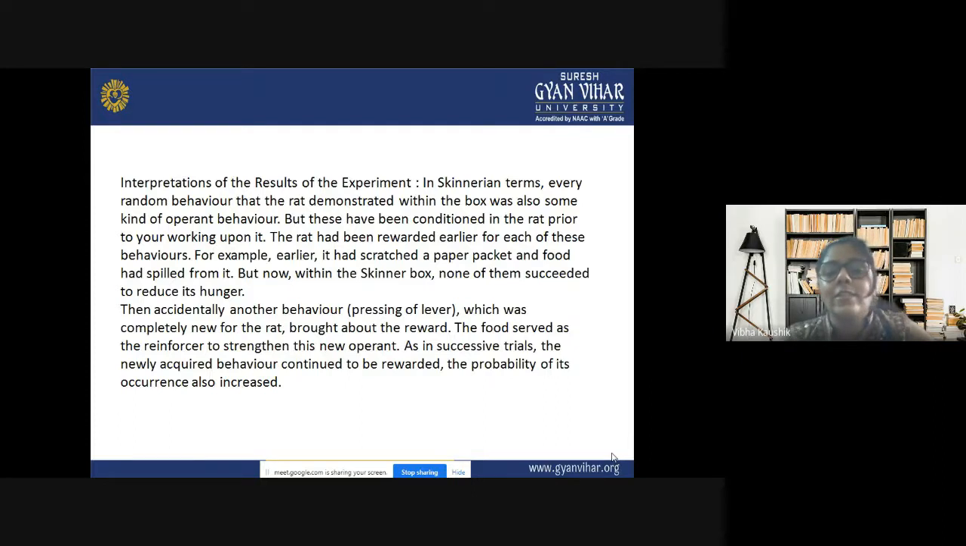As in successive trials, the newly acquired behavior continued to be rewarded. The newly acquired behavior, that manipulation of the lever, will give him some food. The probability of its occurrence also increases. Now, the probability of manipulating the lever and getting the food will increase.